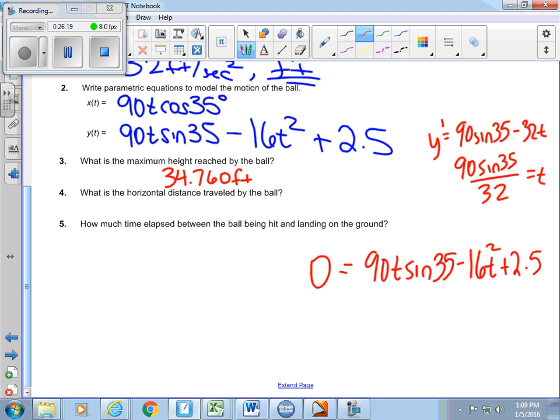You could use polysmalt on this if you wanted to, because 90 sine of 35 is just a constant next to t. Or you could use your regular function mode graphing screen and find the intersection. So pick one of those two things and find this. Or you got a TI-89. You could use your solve button. You got options.